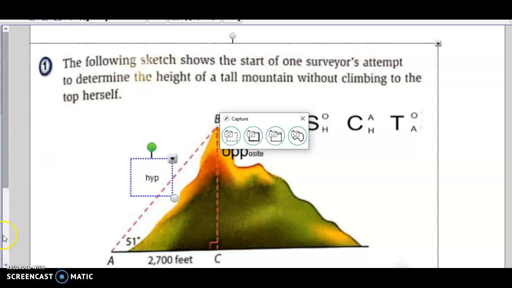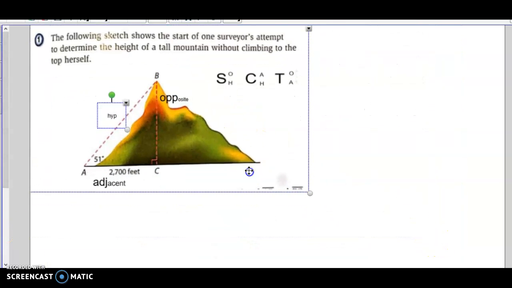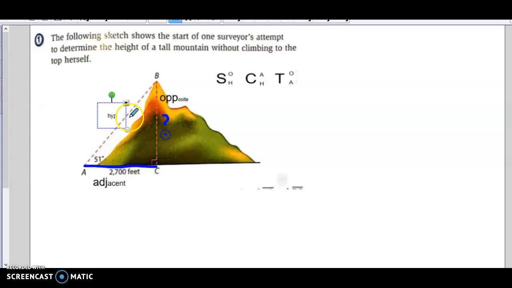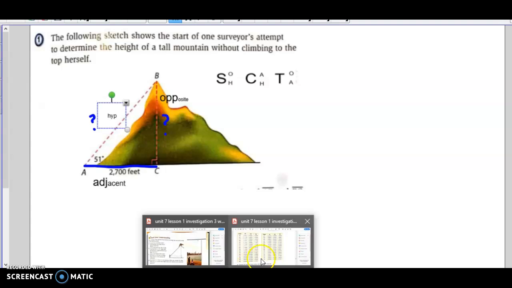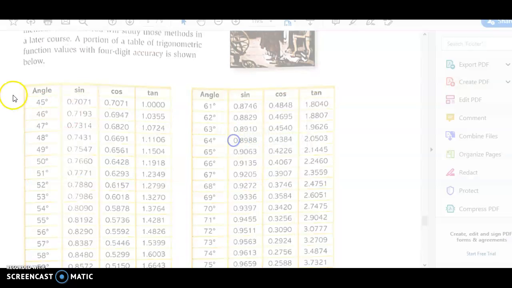Let's set up a new page. So here's my new page. I have some sides I know and some sides I don't know. I know this side is 2,700. I don't know this side, and I don't know this side. I'm going to use my trig functions to figure it out. What I do know is I can use this table to figure out what sine, cosine, and tangent of 51 degrees is.